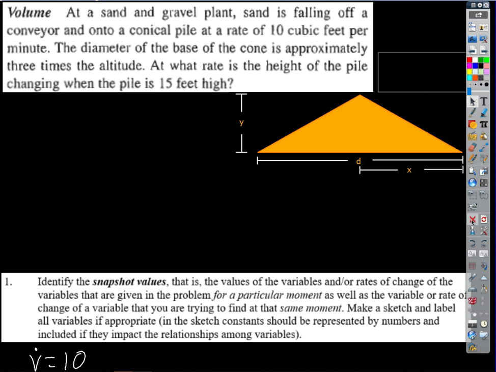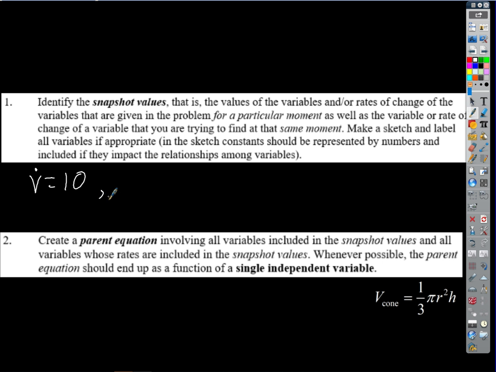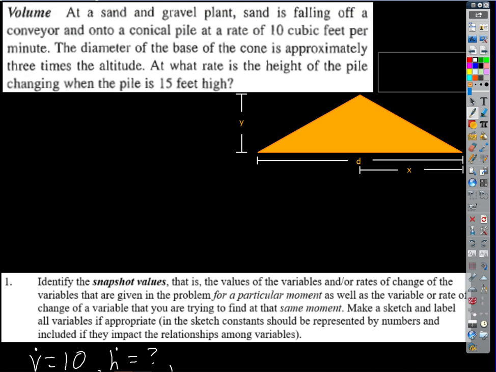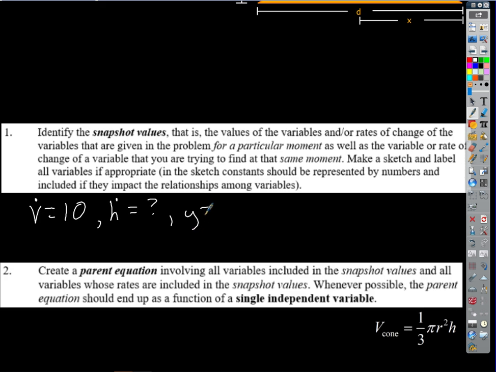So then we'll go down to our step 1, and we're trying to find h dot, right? What else is it? You know what I'm going to do, just so I can make this skinnier later on. There's our question. Anything else given to us up here? The height is changing when h, or in our case y, is 15. So there are our snapshot values.